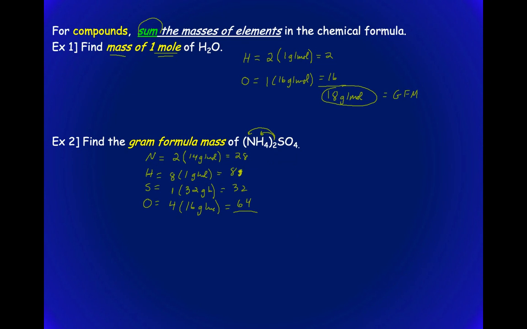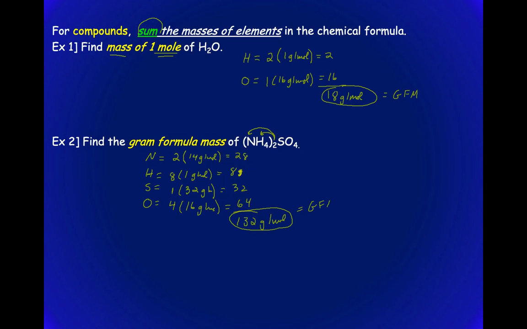Now I'm going to get out my trusty calculator. Again, you want to have a calculator for all of this, guys. Make sure you have that ready to go. So I have 28, plus my 8, plus my 32, plus my 64, and I'm going to get 132. And you guessed it, grams per mole. So that is my GFM.